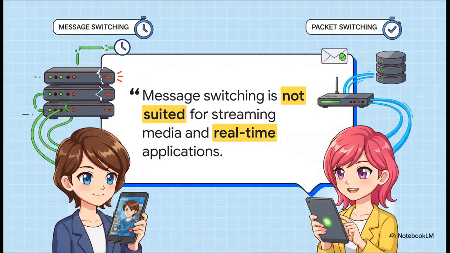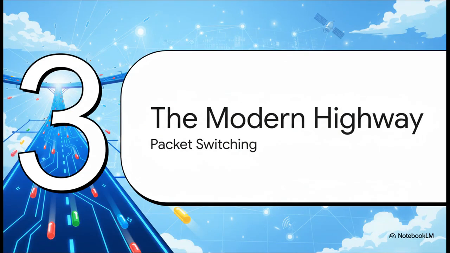Right, so that built-in delay makes this whole method a total non-starter for pretty much everything we do today. Can you imagine your Zoom call or a live video stream having to be fully downloaded at one router, then sent to the next, then the next? It's fine for things that aren't time-sensitive, like an email, but for anything happening in real time? No way! And it's exactly that problem, that massive delay, that forced a totally new way of thinking. It led to the big one, the game changer that makes the modern internet possible, packet switching.